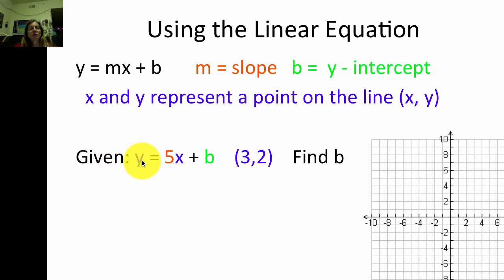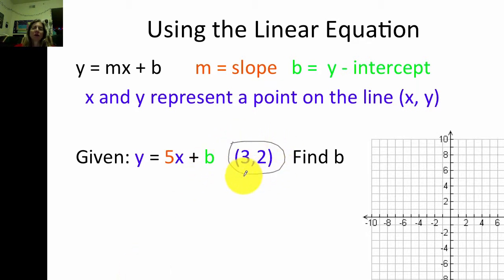In this situation, we are given y equals 5x plus b. We're asked to find b, and we're given a point. So this doesn't look like very much information, but remember what everything means here. This x and this y is a point on the line. Well, look at that. They gave us a point on the line.